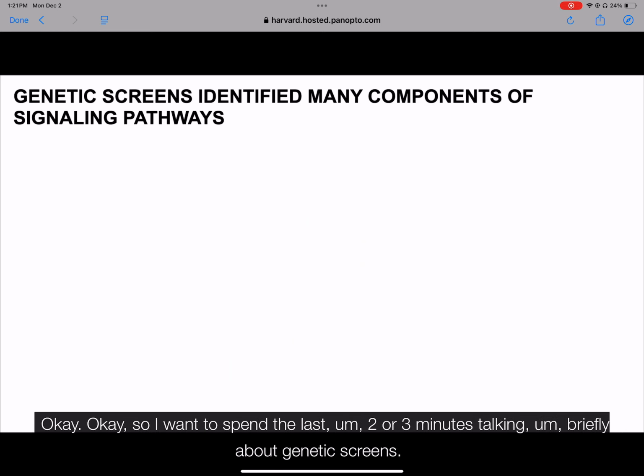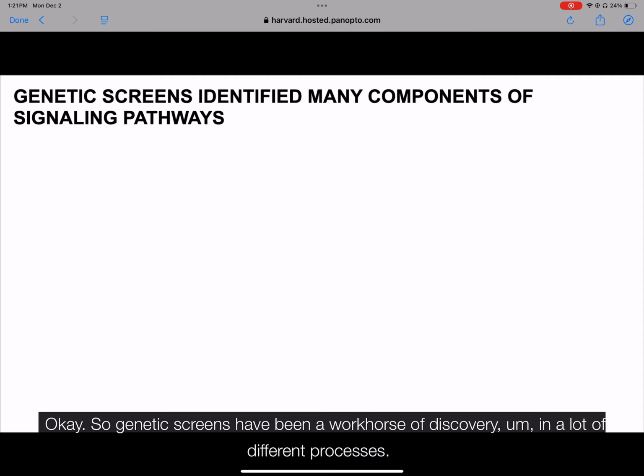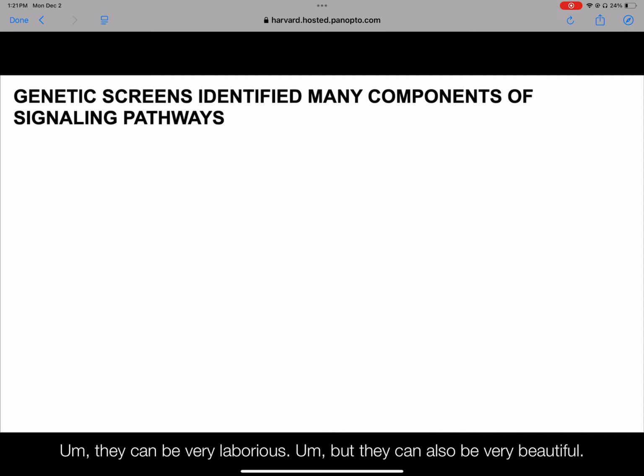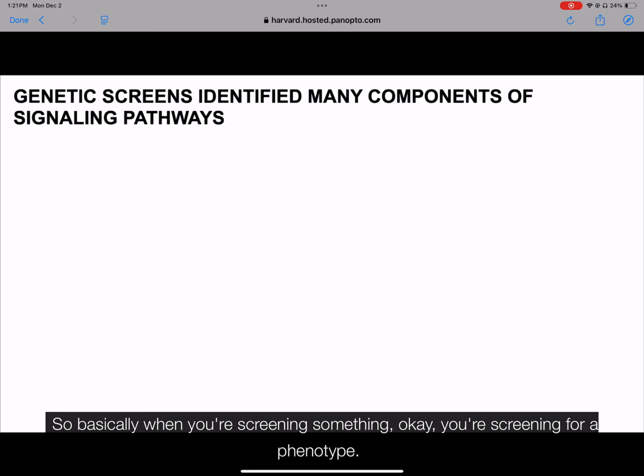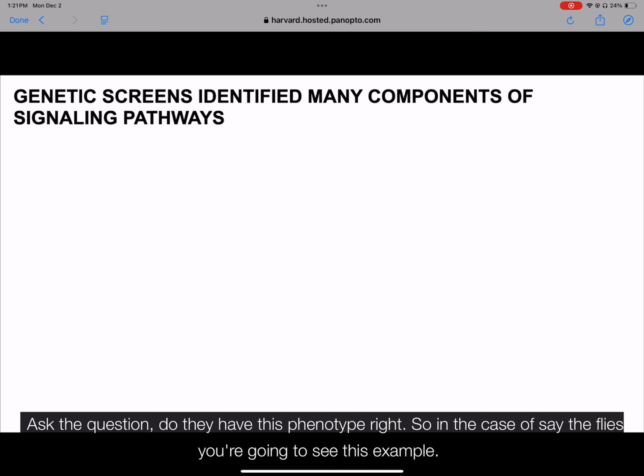Okay. So I want to spend the last 2 or 3 minutes talking briefly about genetic screens. Genetic screens have been a workhorse of discovery in a lot of different processes. They can be very laborious, but they can also be very beautiful, and they often take a lot of thought in designing. When you're screening for a phenotype, you basically have to look at all the individuals in the population and ask the question, do they have this phenotype?